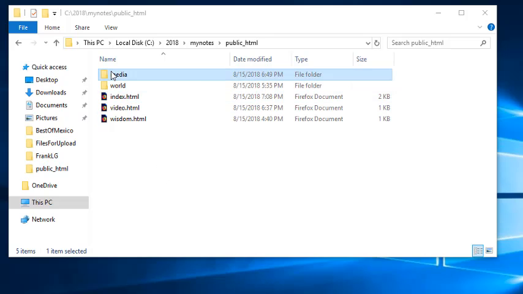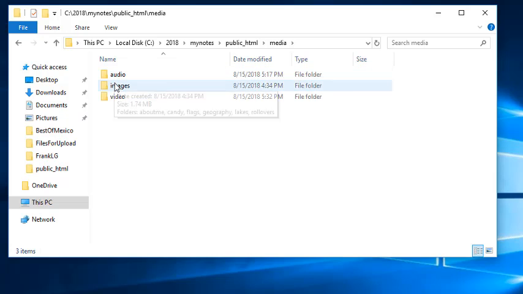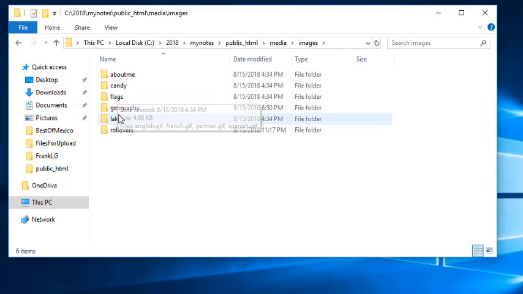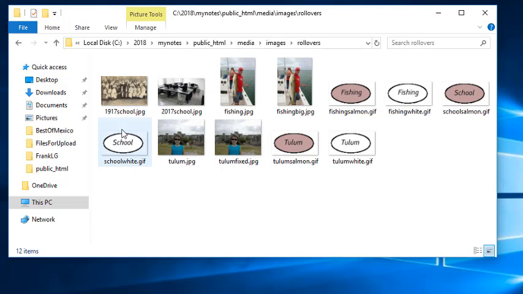At the end of this topic, you should find in your Media Images Rollovers folder that you have a lot of files. Notice that the 1917 school is 800 by, in my case, 493. Yours might be slightly different, but I did ask for 800 on the width. The 2017 school, you'll notice, is only 600 in dimension by 338, so it's a little bit different.